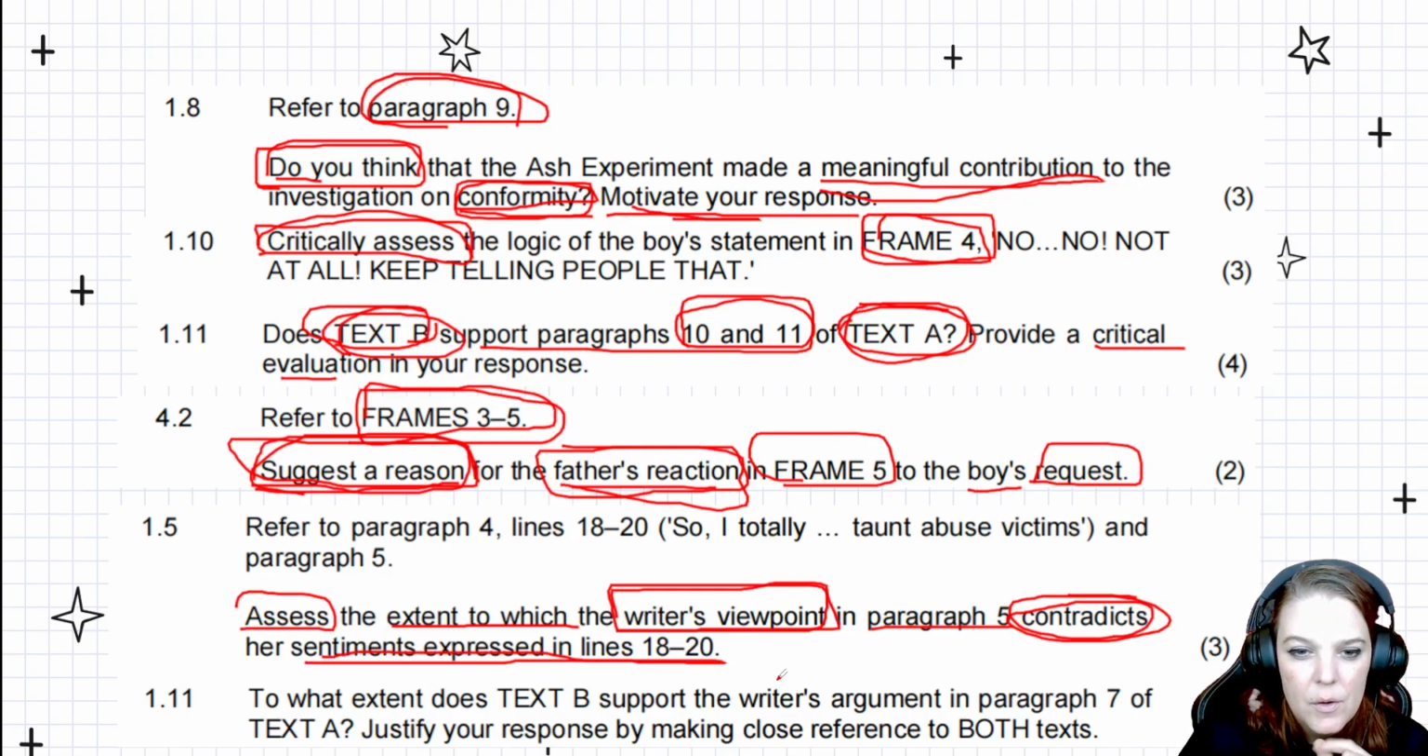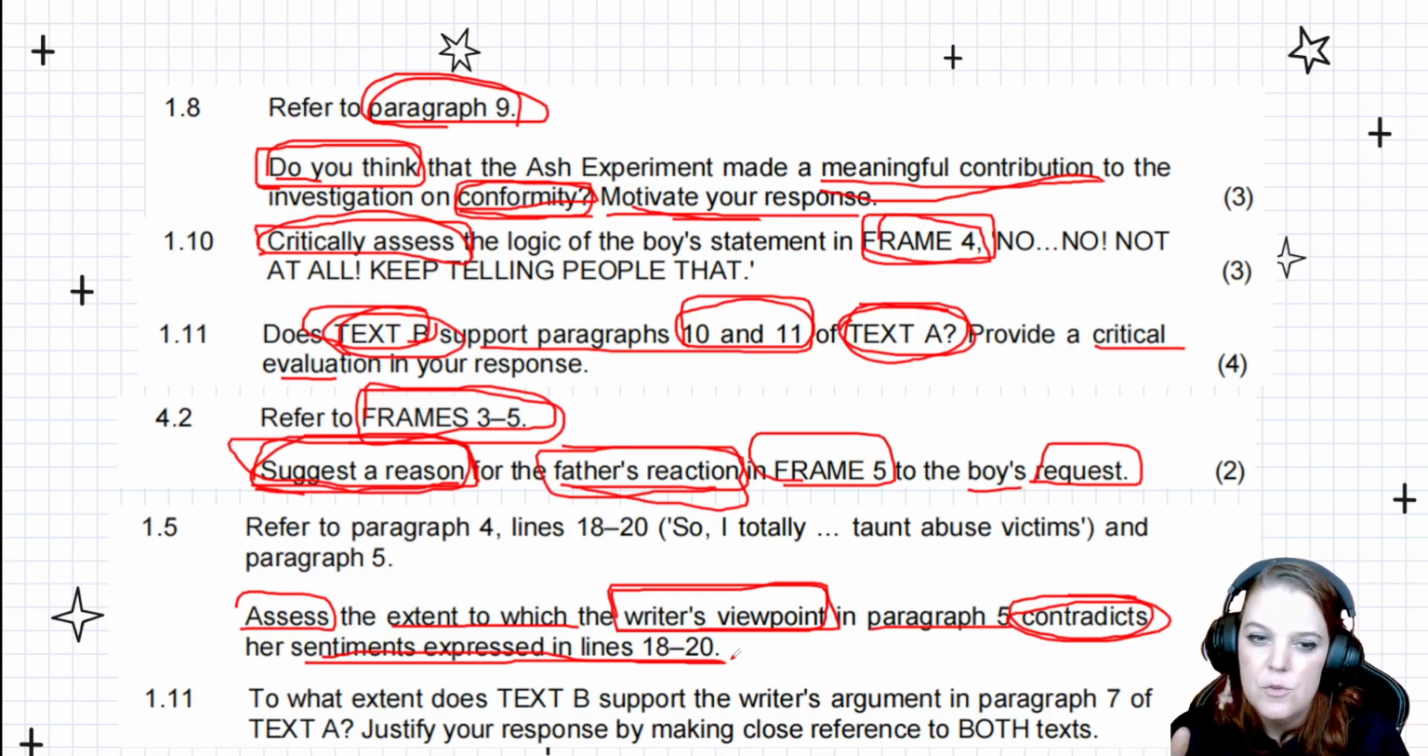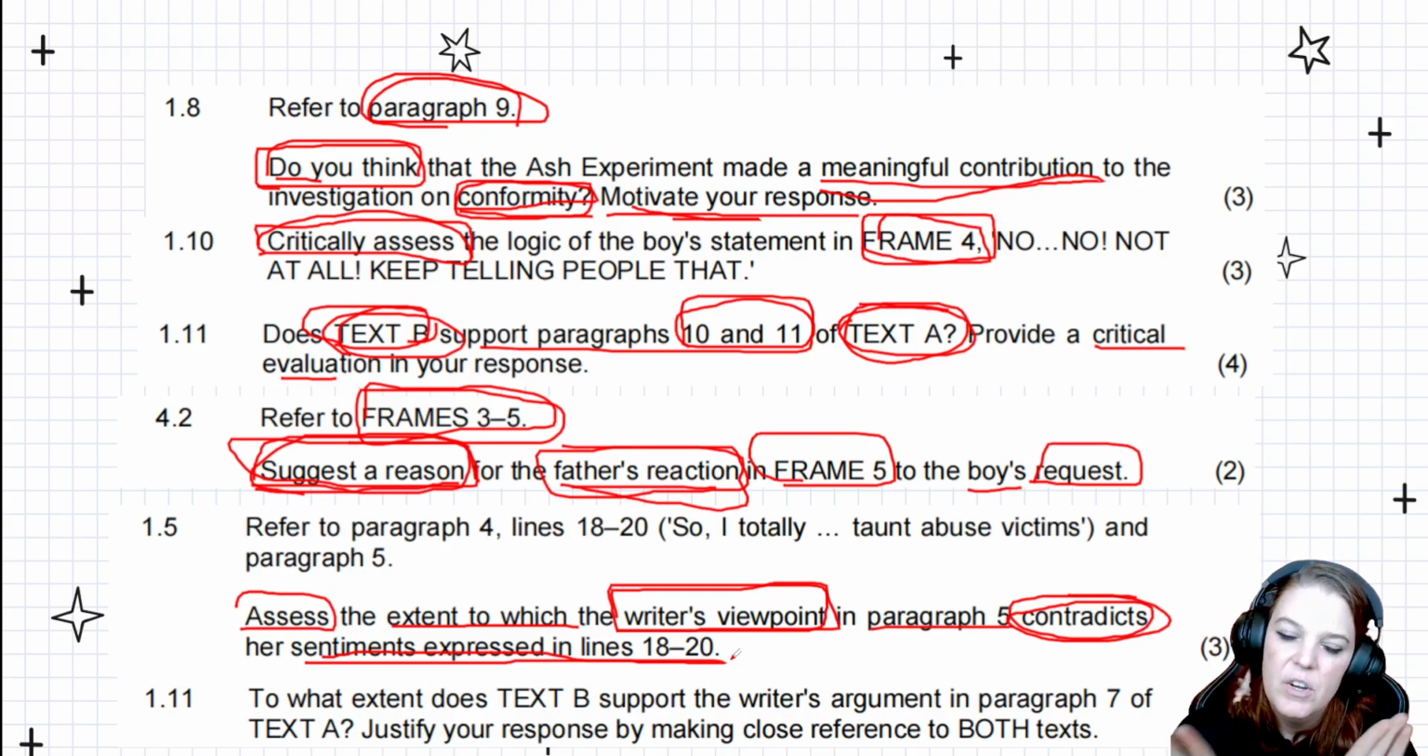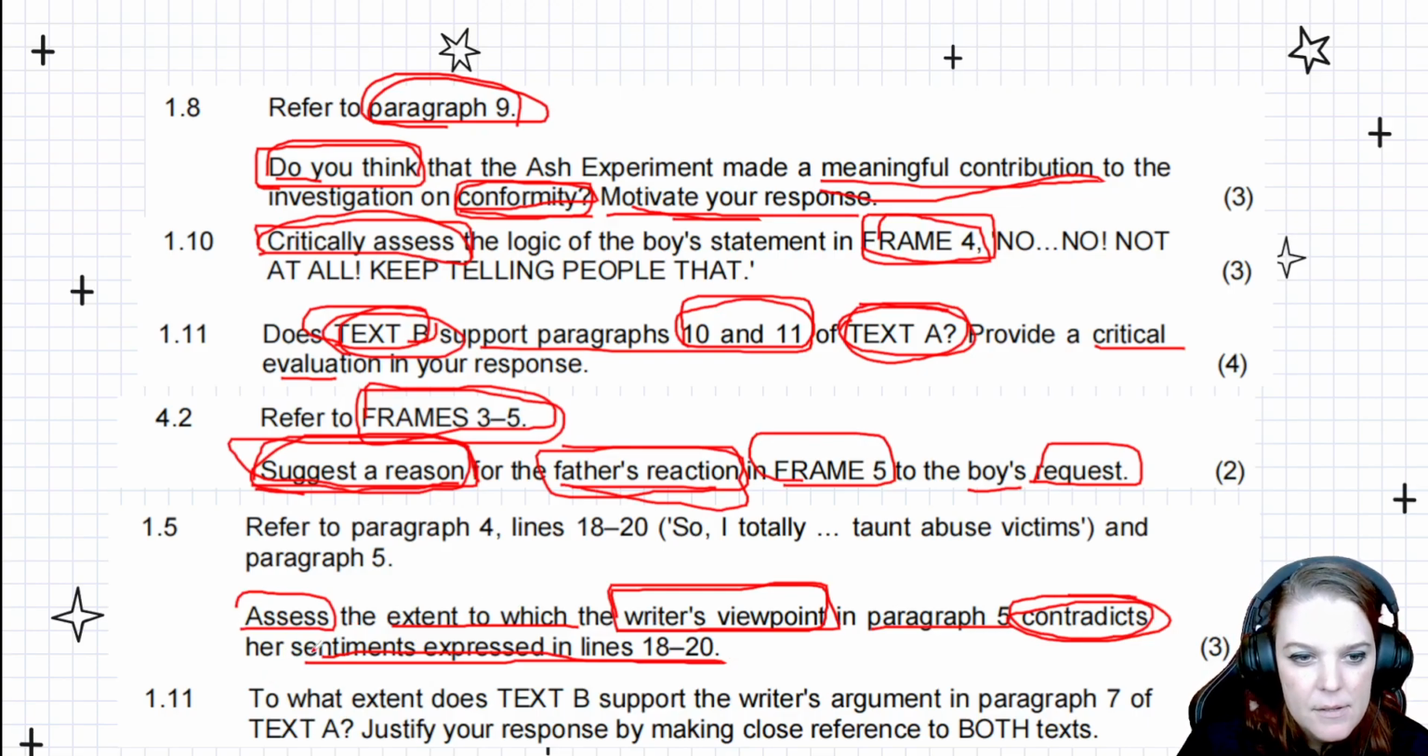Okay, so the extent to which, we have to assess, we have to look at the writer's viewpoints in that paragraph. We have to see what is being contradicted here. So maybe she's saying one thing but she's doing another, or she's saying one thing but she doesn't want something else to happen. We have to compare those two viewpoints, or those two very opposite statements, maybe, right? So assess, we have to look at it quite in detail. Let's look at the last one.